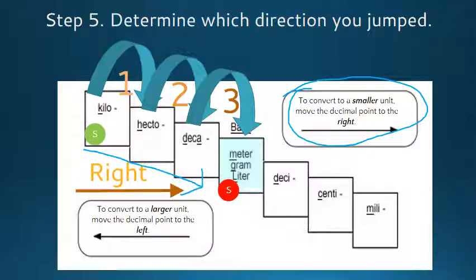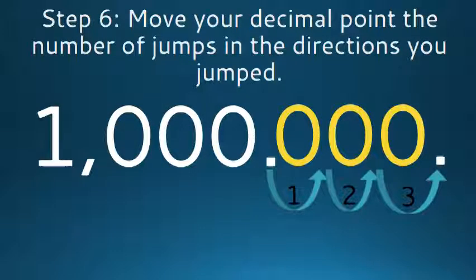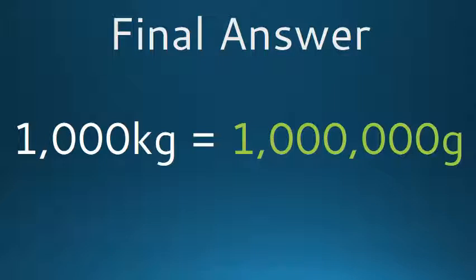See why this ladder is so cool? Move it to the right 3 spaces. That means it goes from 1, 2, 3. So we're going to have to actually add zeros that aren't there in front of our decimal place. So we have to add zeros. So our answer is 1,000 kilograms is equal to 1 million grams.